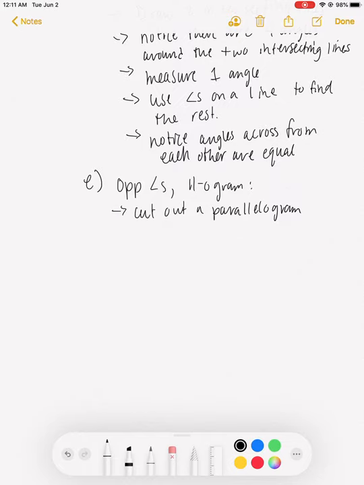Okay, fold the parallelogram into fourths. And then notice the opposite angles match.